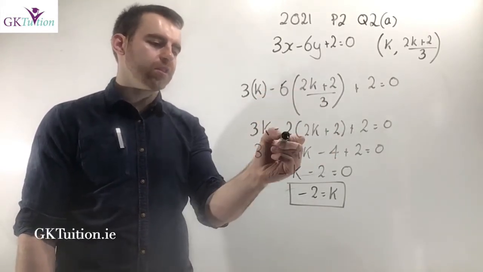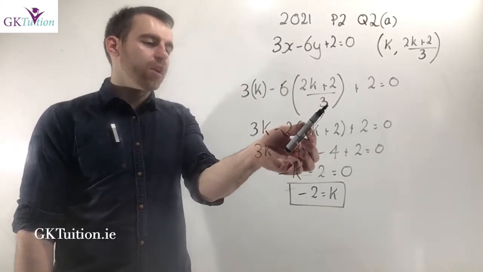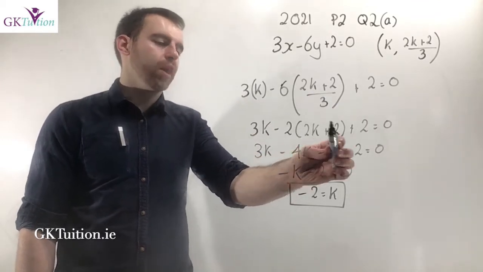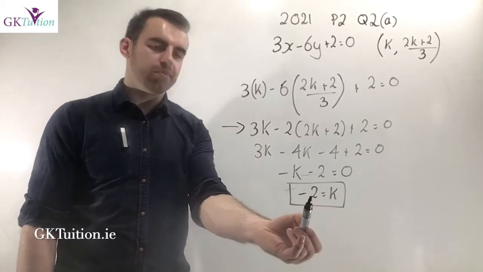3 into minus 6 just goes minus 2 times. So we can just go straight from here to here. The denominator divides into the minus 6, so it's minus 2 times 2k plus 2. And then from there it's very straightforward. We end up with k is equal to minus 2.